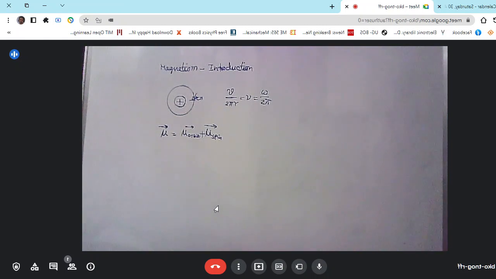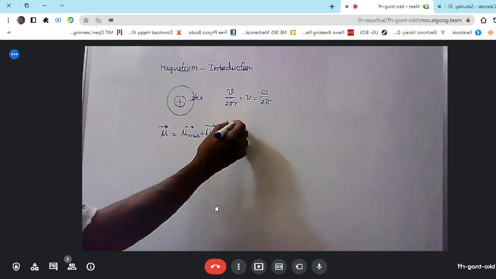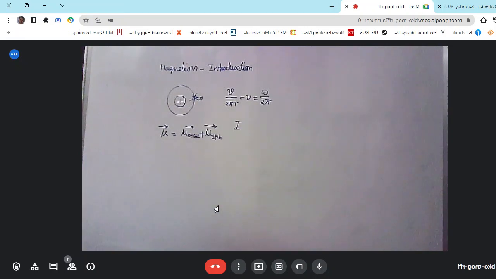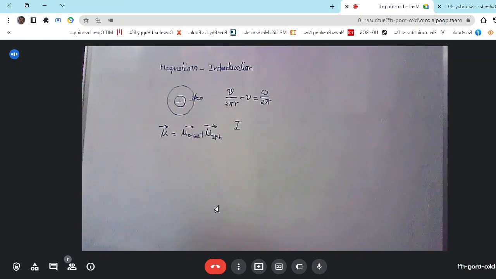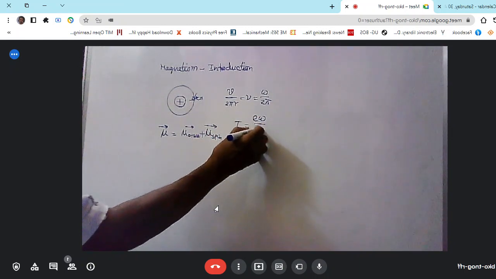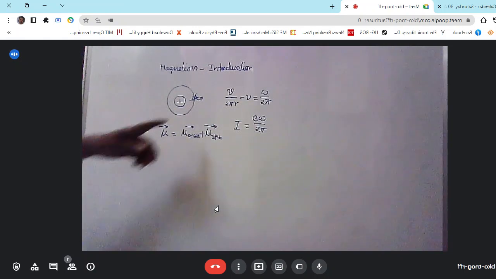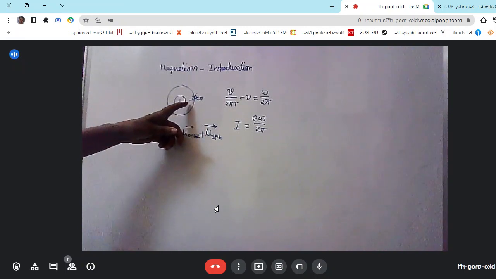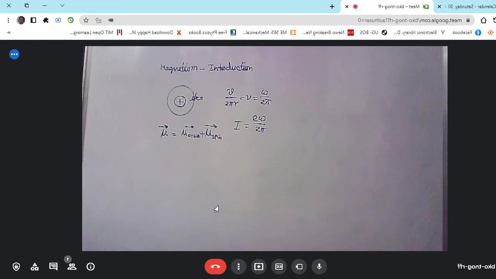So this thing constitutes a current. This current will be given by e omega by 2 pi. Just try to understand why. What is the definition of current? The definition of current is, you put one cross section here, and the amount of charge passing per second will be the current.